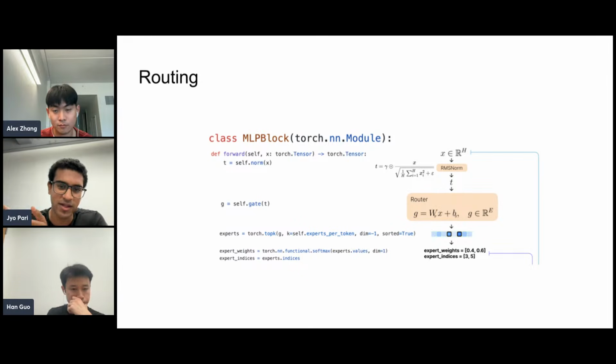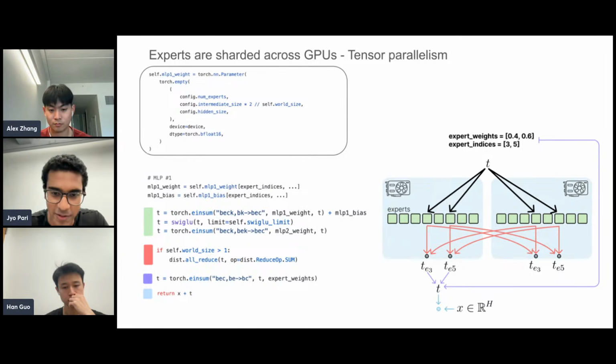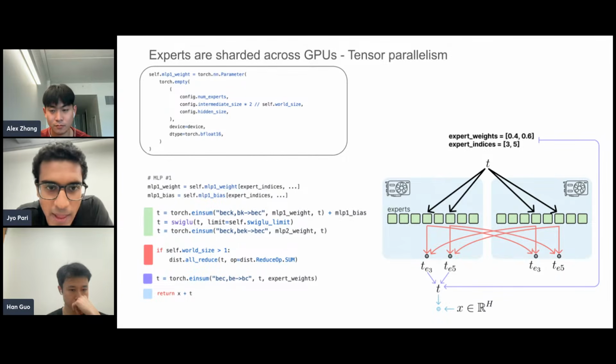So now for the token, we know which experts we're going to pick. We also know how much we're going to weight the experts' outputs by. So we can go to the next slide. Now this is more of the meat of the MoE. The router is quite a lightweight layer, but the MLPs take up around 90% of the parameters of a transformer.